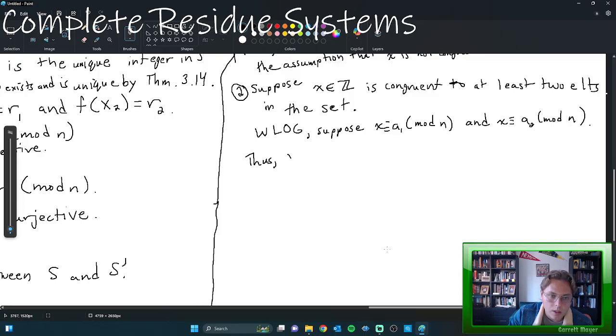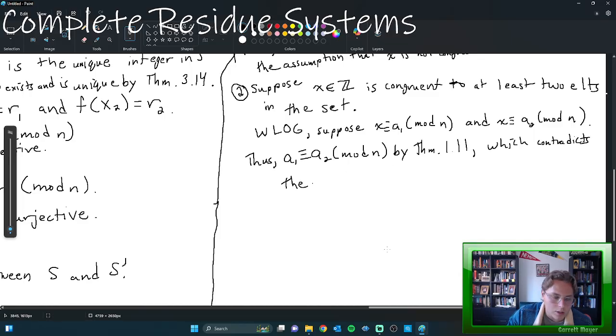Thus, a1 is congruent to a2 mod n just by the transitivity, by theorem 1.11 again, which ultimately contradicts the assumption that ai is not congruent to aj mod n for i not equal to j. Okay.